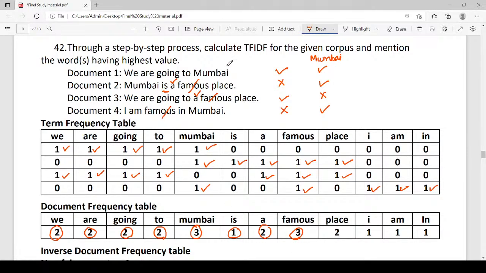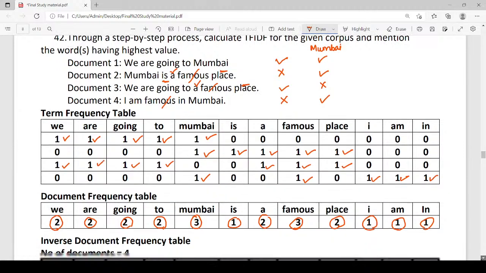Now if you see the word place, now place is there in the second and third document, hence 2. Now I am in is only there in the fourth document, hence 1, 1 and 1. So now I think you all will be clear in writing down the document frequency table. Now let us go with the inverse document frequency table.